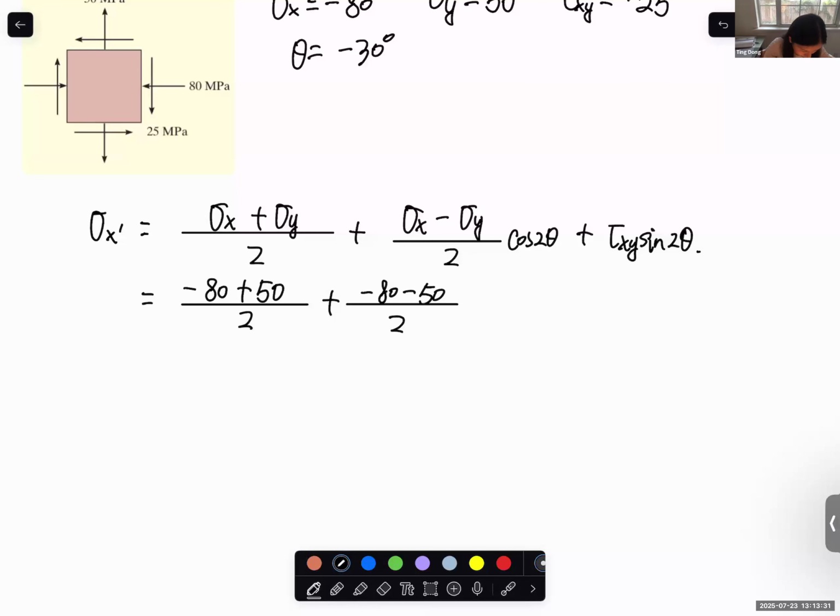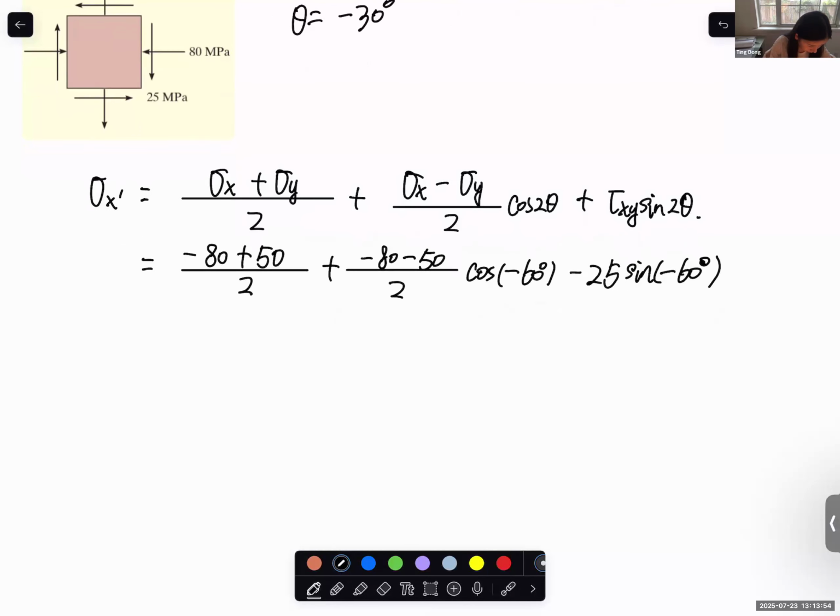Minus 50 cosine negative 60, plus 25 sine negative 60 degrees. This one is equal to megapascal.